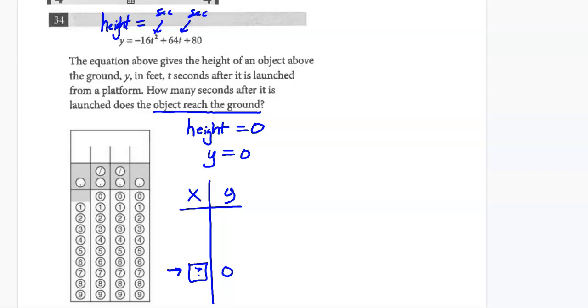Graphically, if I plug 0 in for t, so these are my seconds and this is my height, x and y, my y-intercept would be 80. So at t equals 0, I'm at 80, and then it's going to take off from there. At some point, we're going to hit the ground, and what I'm trying to figure out is what this t value is right at this spot. So we need to solve this quadratic.